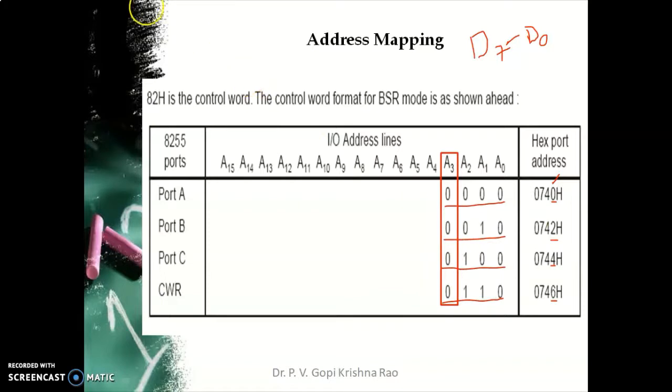Now as port A needs to have the address 0740, we'll start from the MSB. This defines the upper 4 bits: 0, 0, 0, 0. 7 is the next 4 bits: 0, 1, 1, 1.